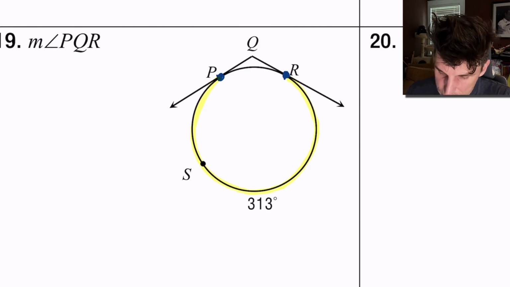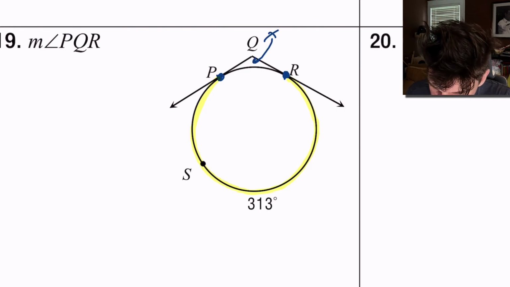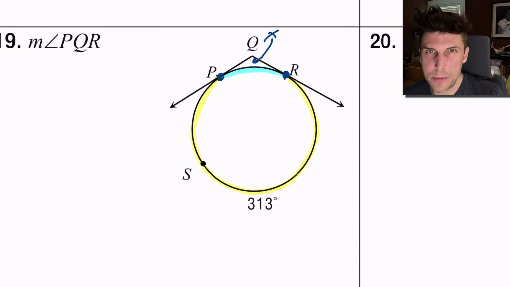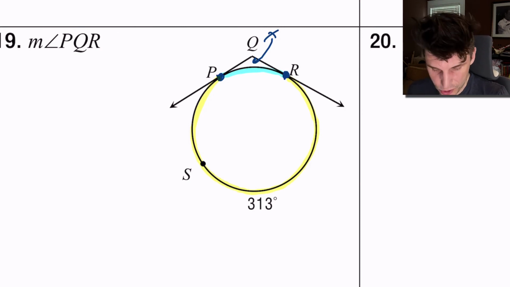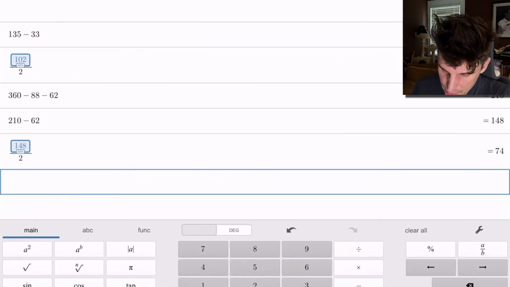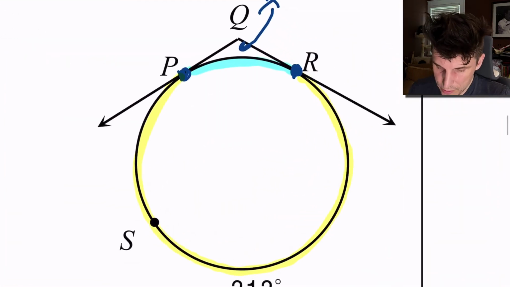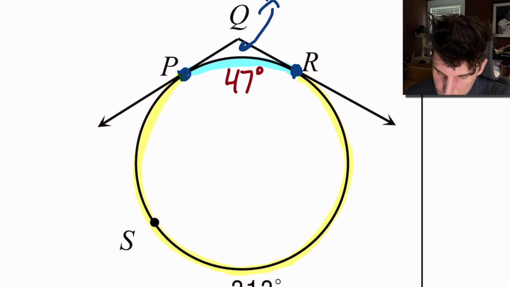We need to know what angle Q is. So angle Q, I'm going to call X. Now we need to know this other arc that I will highlight blue. So what is the other arc going to be in order for me to be able to find X? Because right now I know that X is equal to half of the difference of that big yellow arc minus the blue arc. So if you guessed that it completes 360, the rest of the circle, you're correct. 360 minus 313 is equal to 47 degrees. So that's 47 degrees of arc right there.